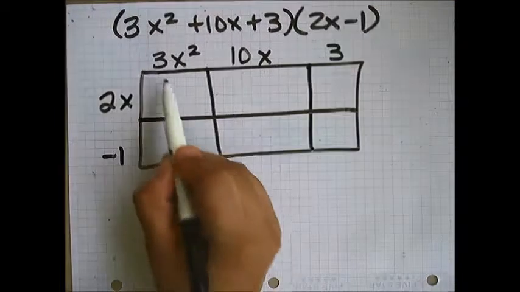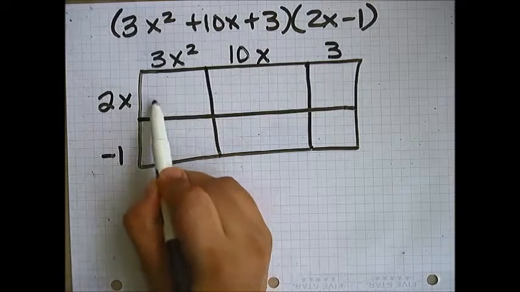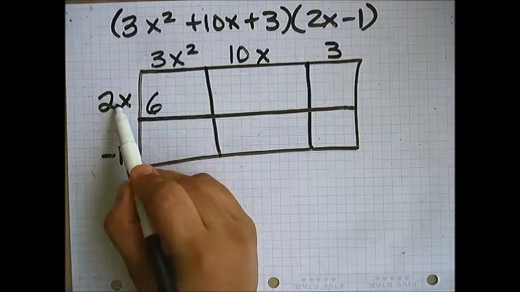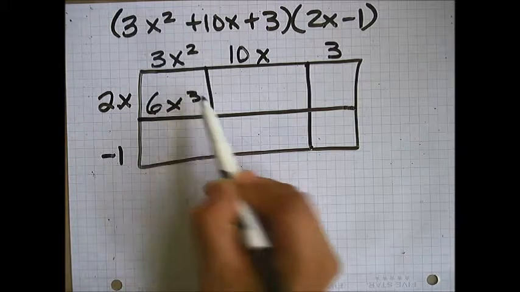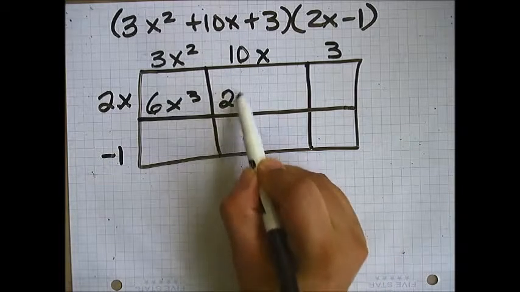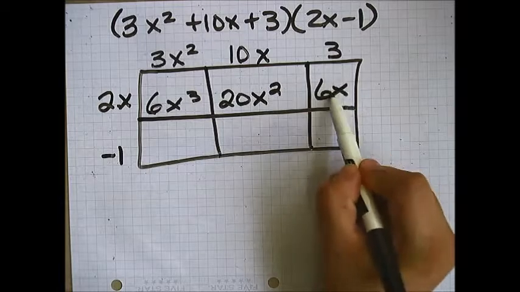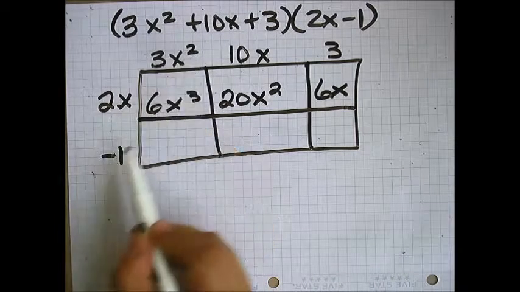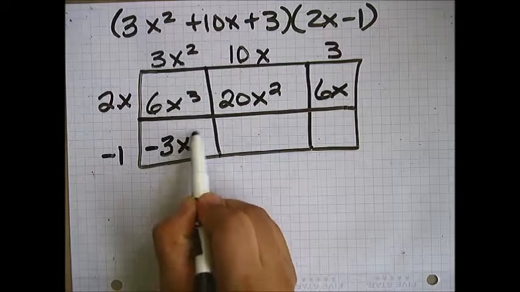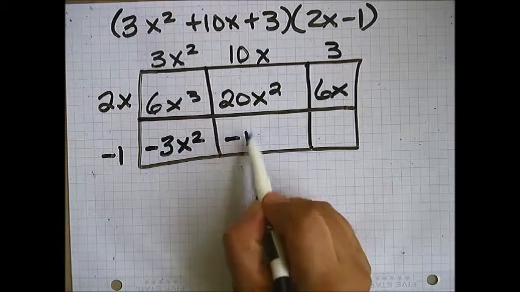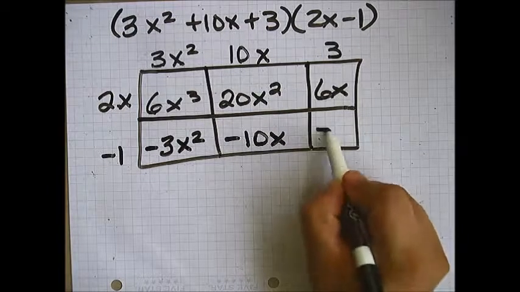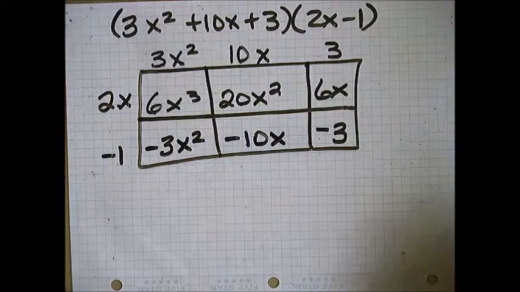We're going to do the same thing we did earlier. So 3x squared times 2x gives you 6x to the third. 10x times 2x gives you 20x squared. 3 times 2x gives you 6x. 3x squared times negative 1 gives you negative 3x squared. 10x times negative 1 gives you negative 10x. 3 times negative 1 gives you negative 3.